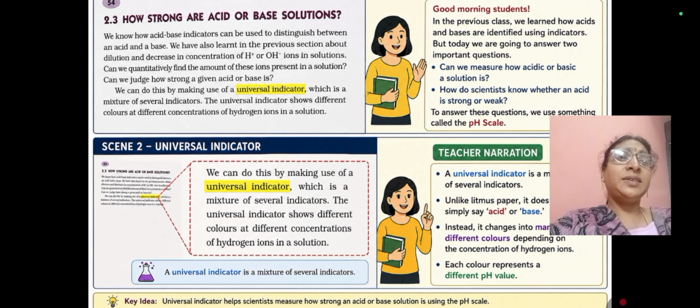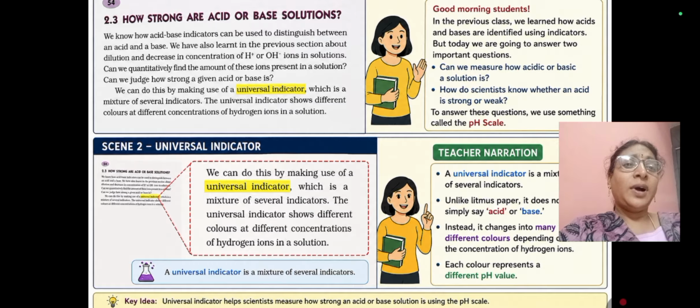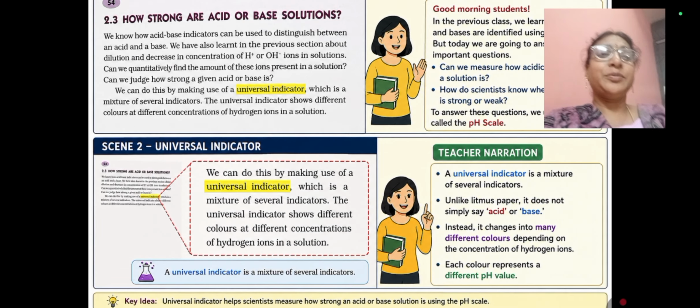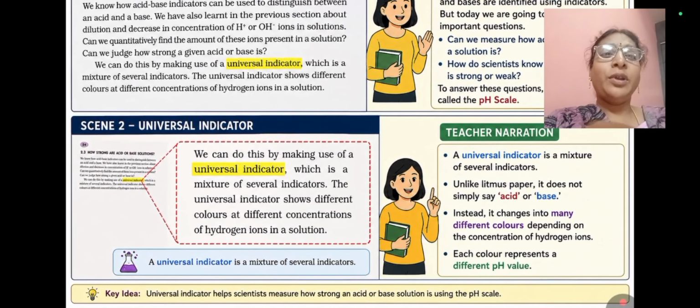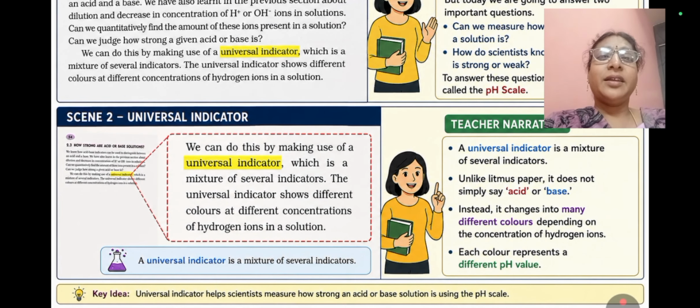In the previous classes, we learned how acids and bases are identified using indicators. But today, we are going to answer two important questions. Can we measure how acidic or basic a solution is? And how will scientists know whether an acid is strong or weak? To answer these questions, we use something called the pH scale. First, we have to learn about the universal indicator.